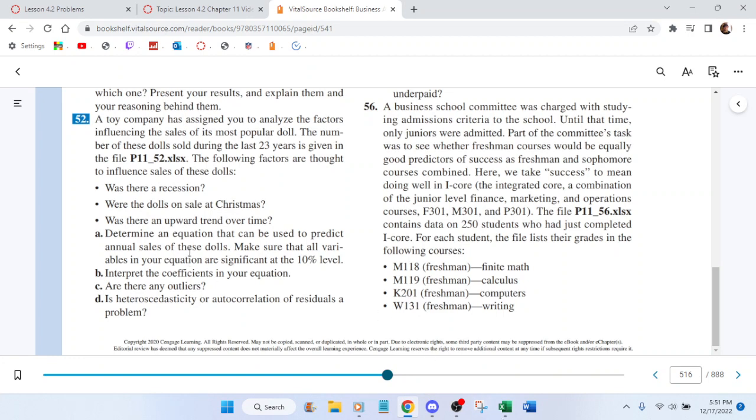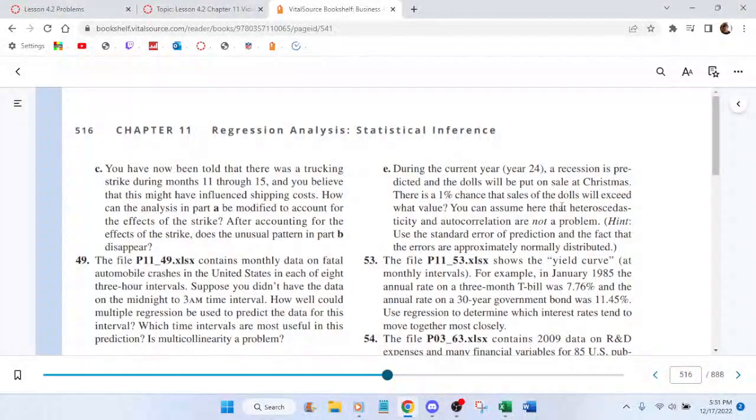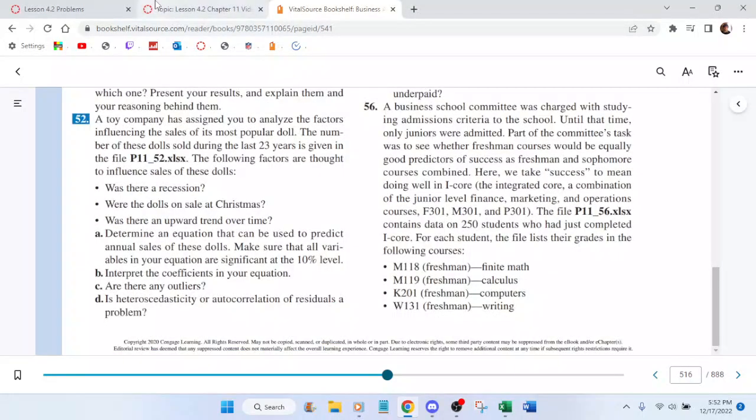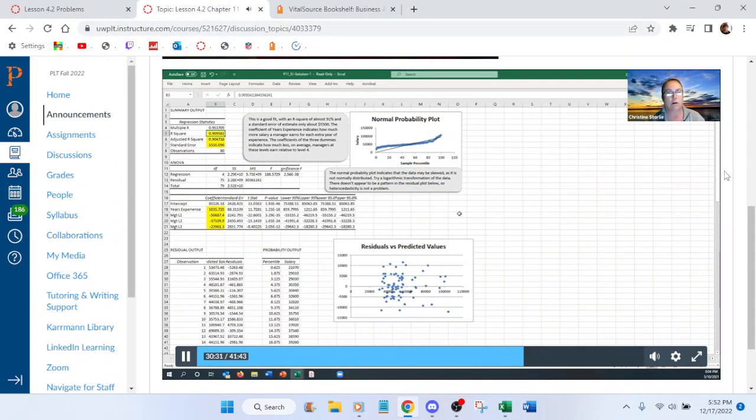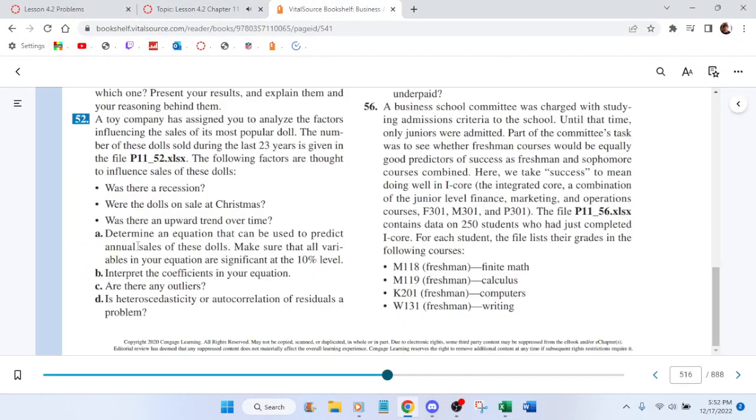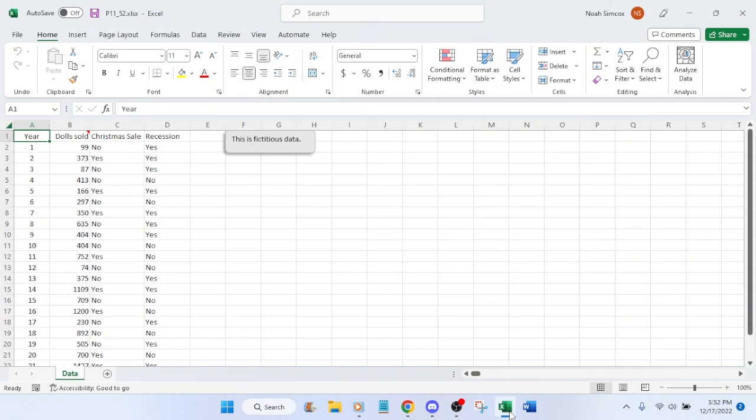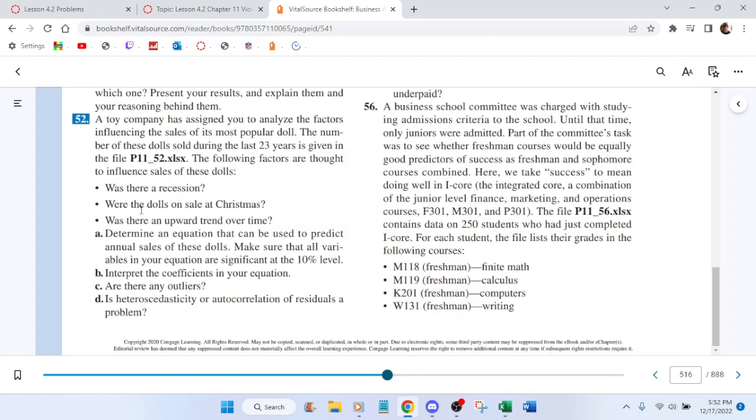Hey, look, they finally asked you to test for heteroskedasticity, and I now know how to pronounce it. Okay, hopefully she does this. So overall, this looks pretty good. Was there an upward trend over time? What are you talking about? I'm so confused by that.